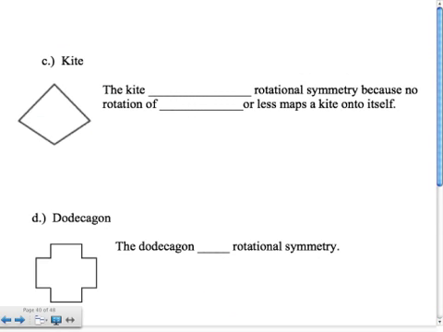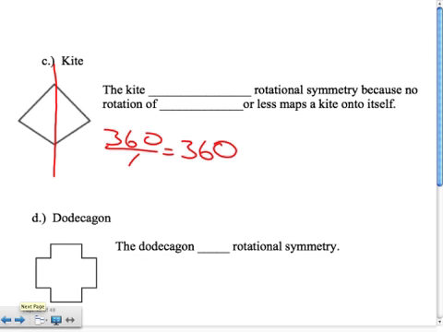All right, so again, rotational symmetry. A kite has 1 line of symmetry, that's it. So 360 divided by 1 is 360. But every figure has 360 rotational symmetry because when you rotate 360, you end up right back where you started. So a kite does not have rotational symmetry because no rotation of 180 degrees or less maps it onto itself. We said 360, so that's not going to work out.